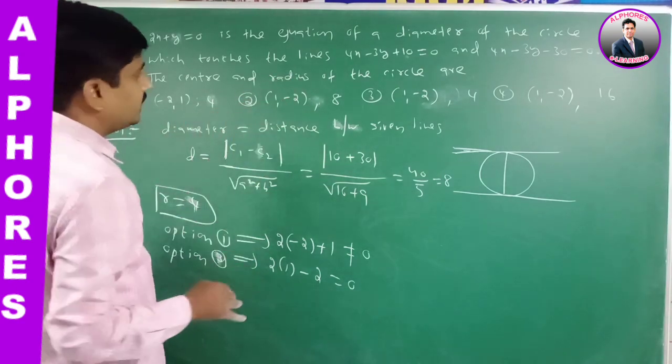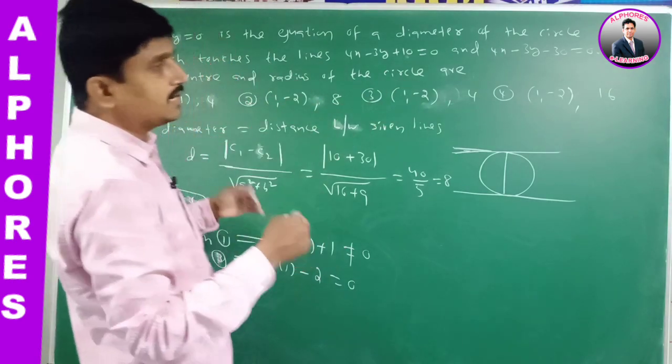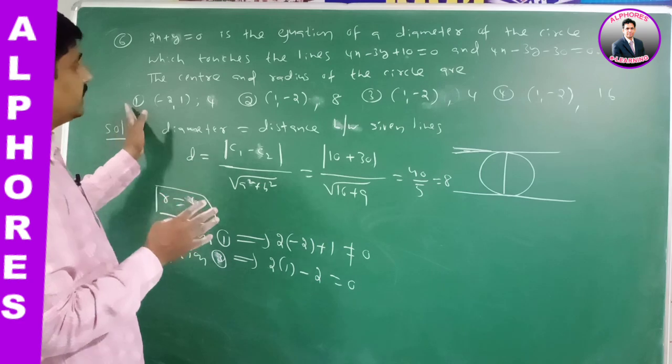From the options, here radius 4 is in the first option and third option. Therefore, the second and fourth options are eliminated. Now we only check the first and third.